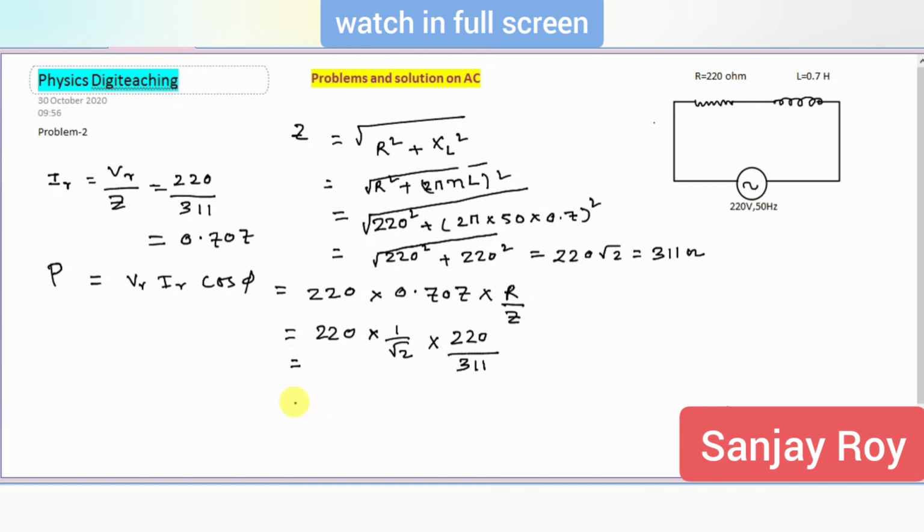This gives the simplified value approximately equal to 110.08 watt. Therefore, the total power consumed by the circuit from the source is 110.08 watt.